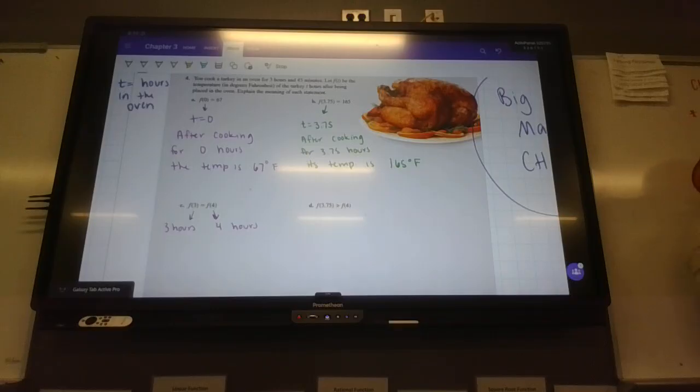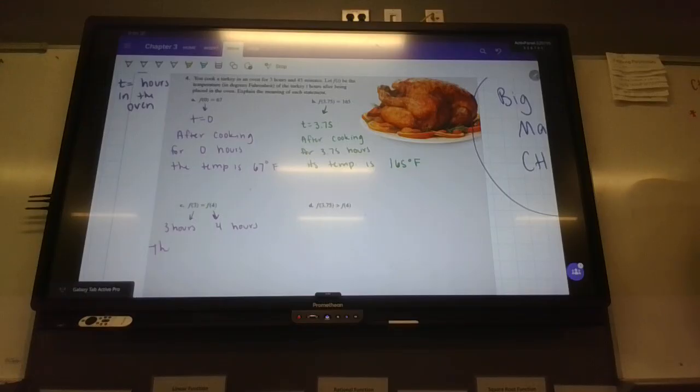F of 3 equals F of 4. Turkey time. What does it mean? Diego, you got it? Yeah? What about the temperatures? Okay. And, yeah. So the whole thing is temperature. So here we go. I like how you said temperature.